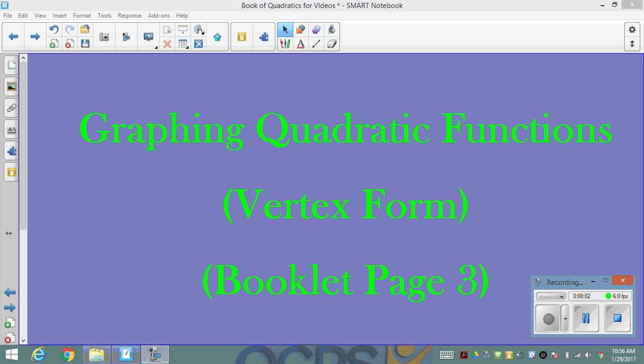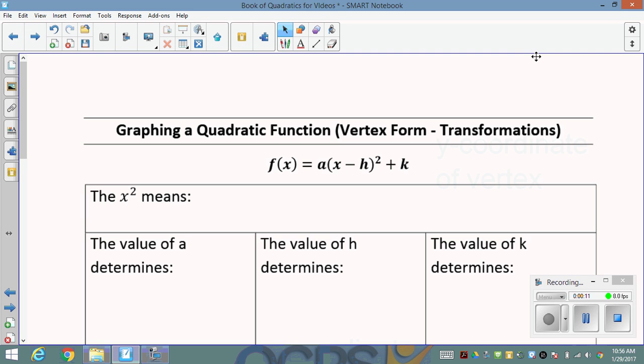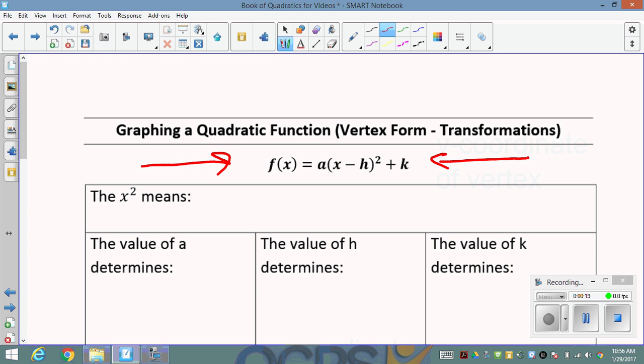In this video, we are going to discuss graphing quadratic functions that are given to us in vertex form. You're going to take your notes in your booklet on page 3. So let's start by discussing what vertex form means, and that's this general format here, f of x equals a times x minus h squared plus k.